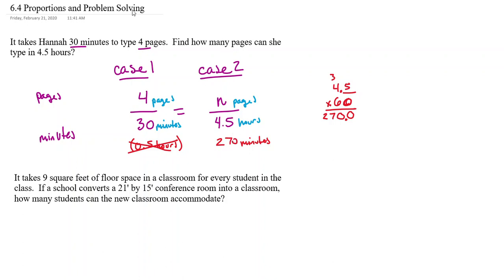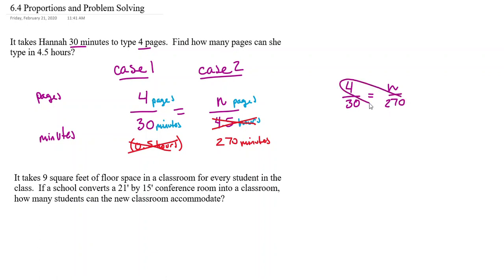Okay. Now, I'm going to cross off the 4.5 hours and put 270 minutes in its place, and now I'm talking about the same thing in both cases. It looks a little crowded to me, so I'm going to rewrite the problem over here. 4 pages to 30 minutes equals n pages to 270 minutes.